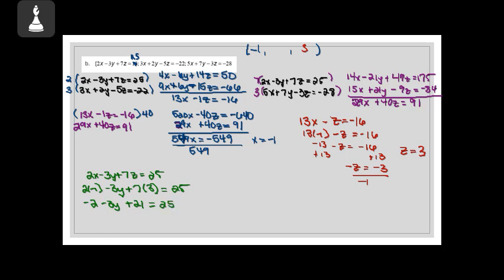You always have the option to go back and plug this into all three equations to make sure that it works, and it will. But there's our final solution.